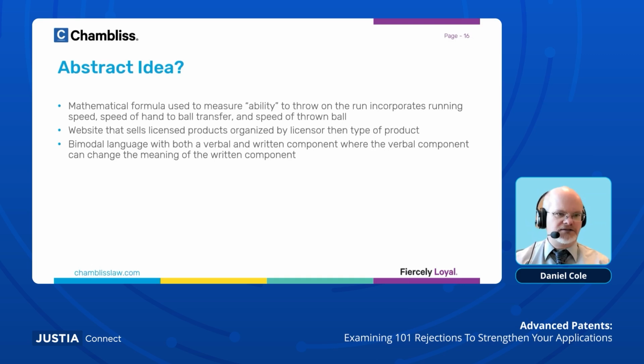And we are running low on time, so I'm just going to go through these. The mathematical formula one, if all you're doing is the formula itself, is likely going to be an abstract idea. There are ways you can get around that that we'll talk about in a moment. The website that sells licensed products, or just how you're organizing them, would be a certain method of organizing human activity, and would be an abstract idea.